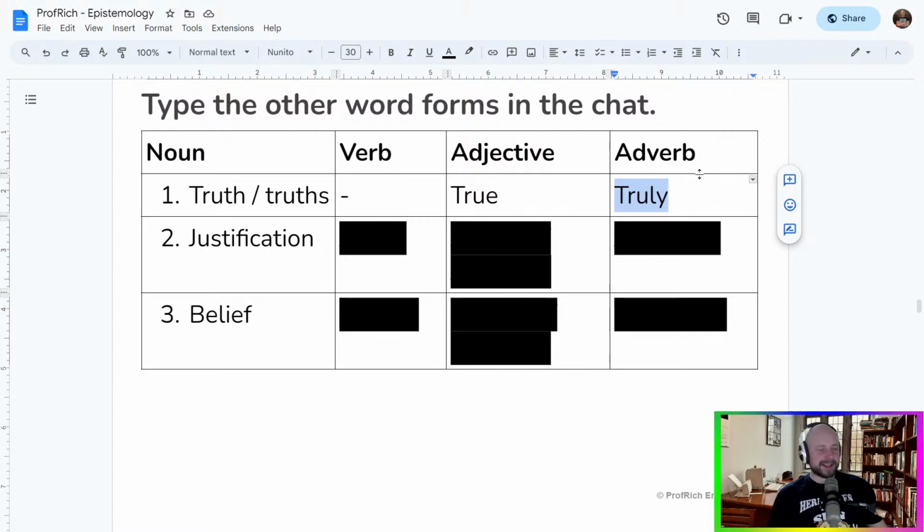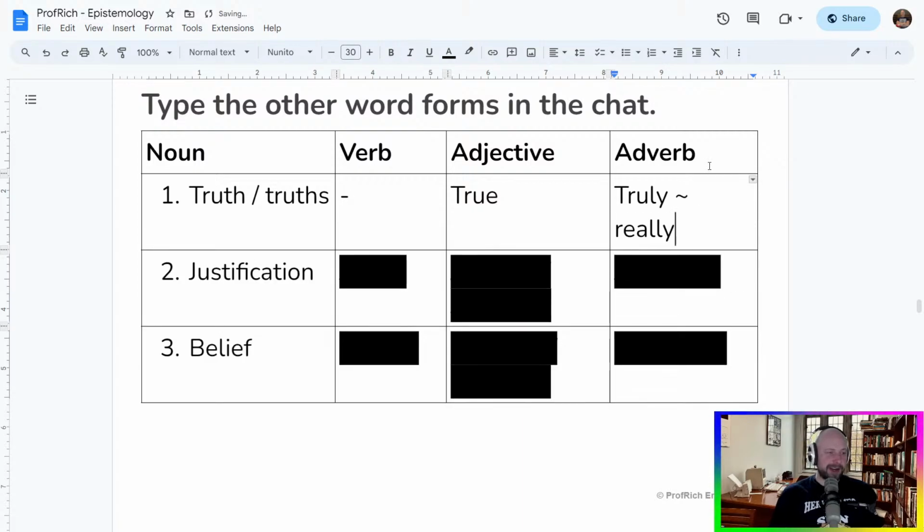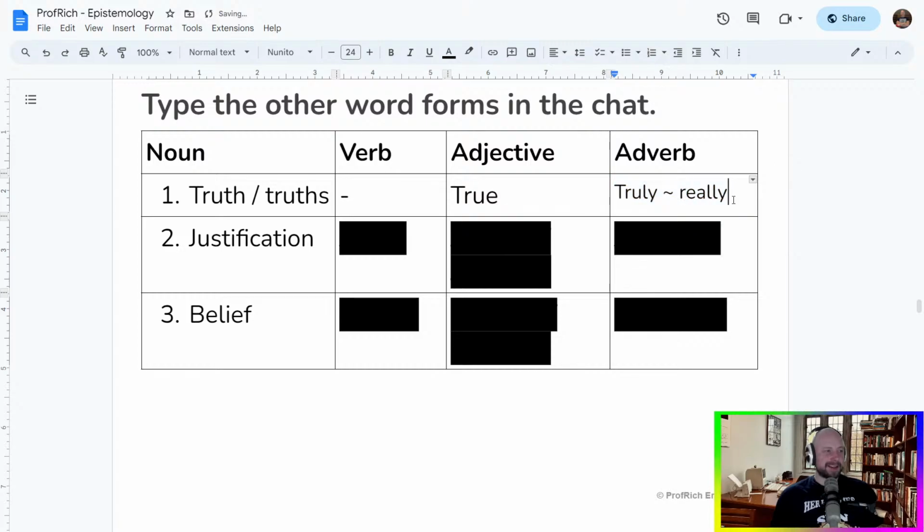We might say, this is a truly great movie. Now, when I say that, actually what I mean is this is a really great movie. So truly, in fact, just means really. So it doesn't have the same meaning as true and truth. Although we have the form truly, it truly doesn't have the same meaning as true and truth.